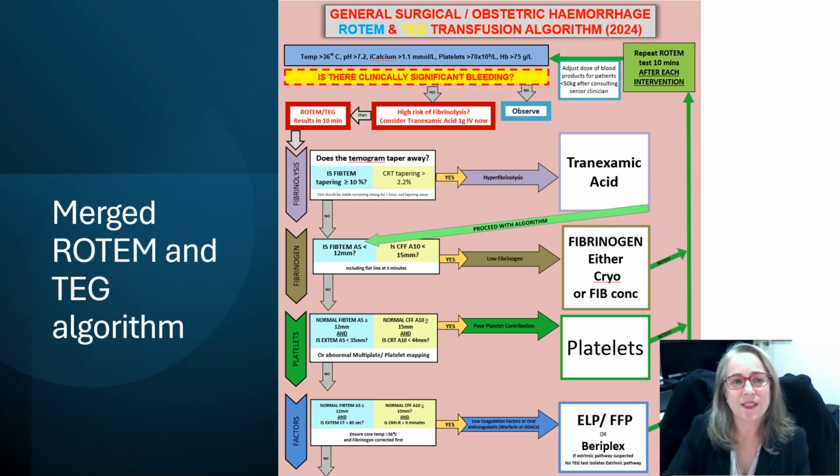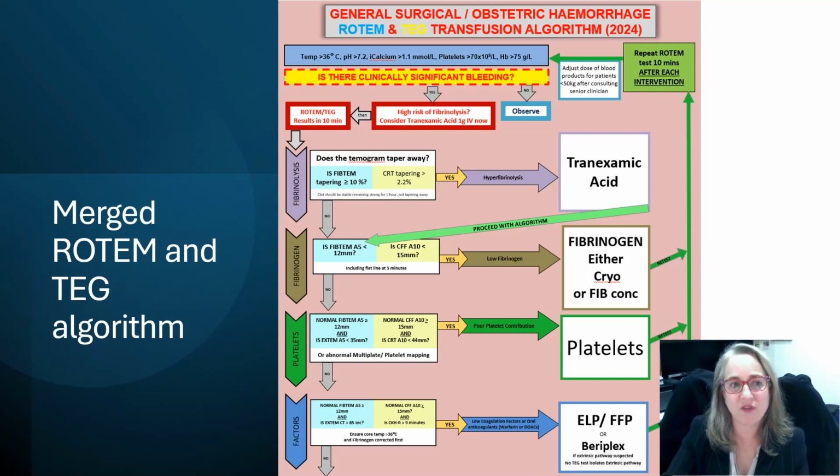Here's the merged algorithm. It starts at the very top with physiological targets. And is there clinically significant bleeding? Please do not do a viscoelastic test for a patient who does not have clinically significant bleeding. That is not evidence-based medicine, and we say that at every meeting. You don't do a baseline test on this. Baseline tests are lab tests that you already know and you already do.